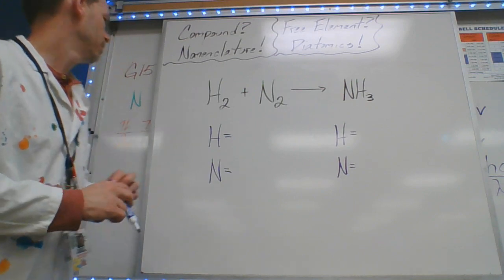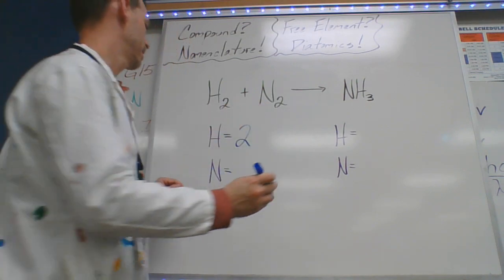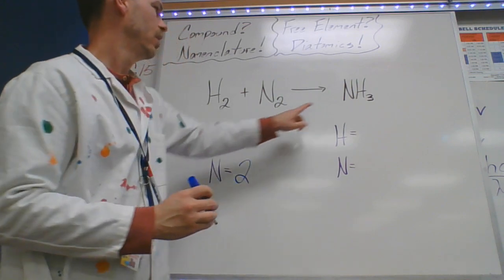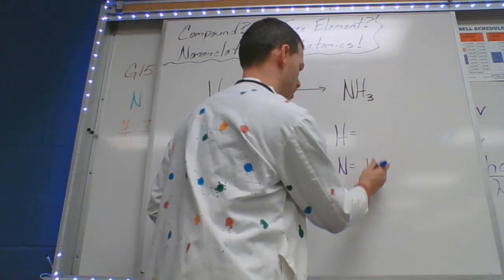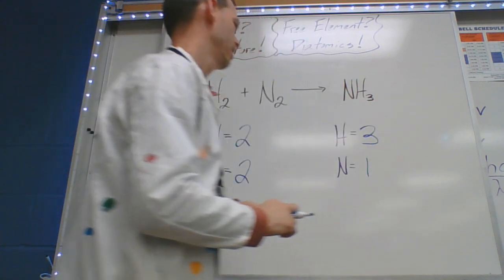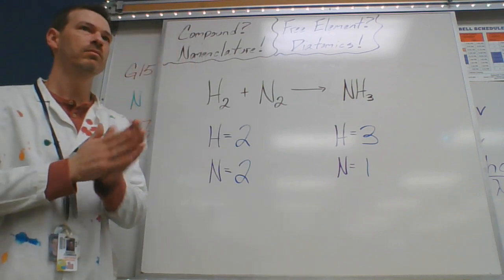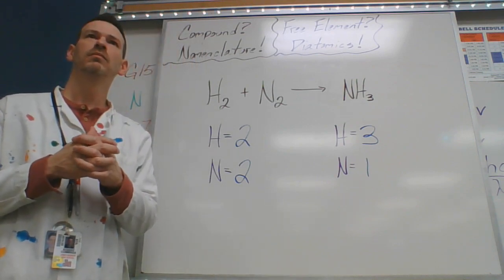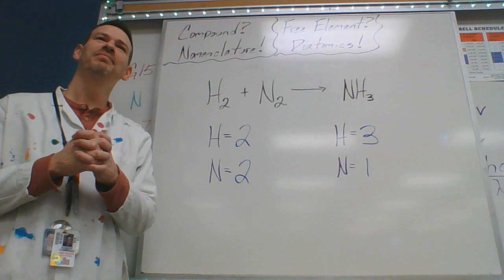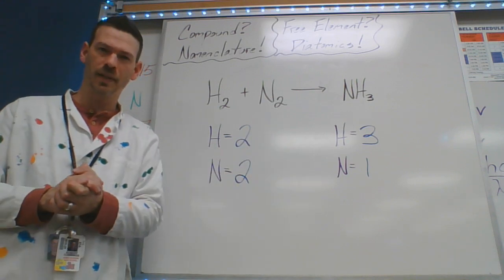Step 3, count. 2 H's, 2 N's, 1 N, careful, 3 H's. We good? Are we balanced? Everything's wrong. So let's fix it.